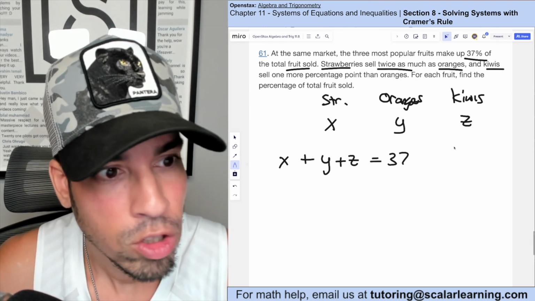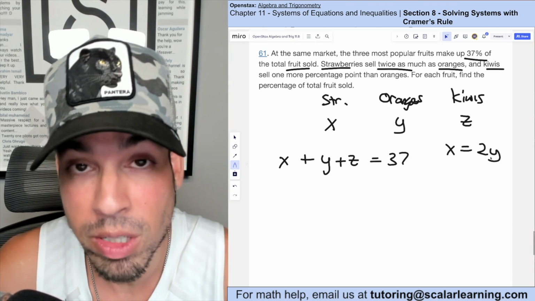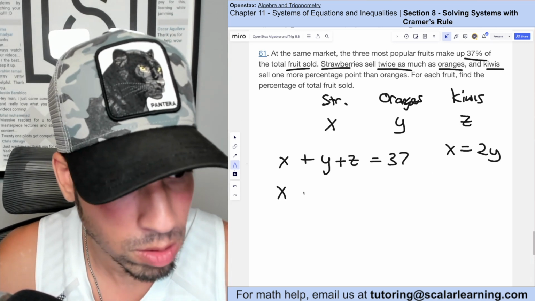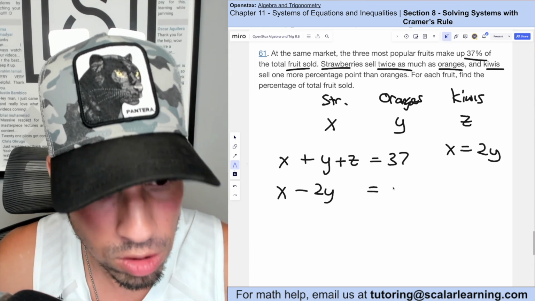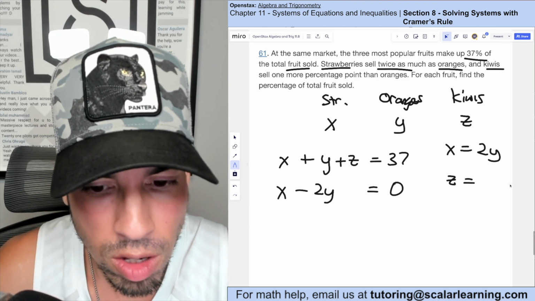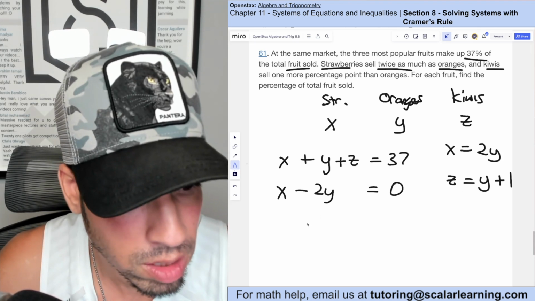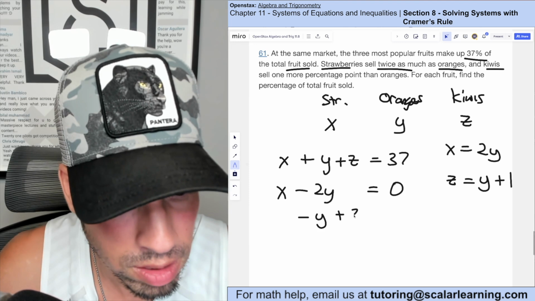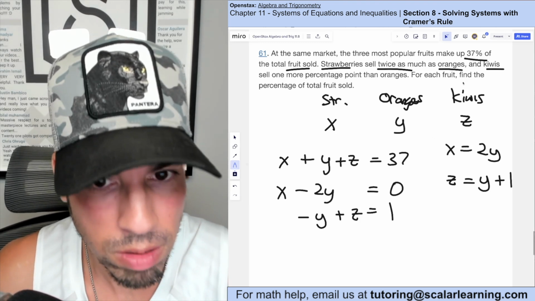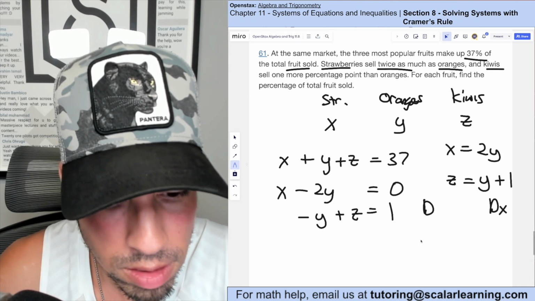Okay, then it says strawberries sell twice as much as the oranges. I always write it over here because now I'm going to put it over here, but I'm going to translate it, meaning I'm going to have it so everything lines up. I'm going to subtract 2y from both sides, and then it's all equal to 0. Okay, then the final relationship is kiwis sell one more than oranges. So again, I'm going to subtract y from both sides, and I got negative y plus z is equal to that 1.